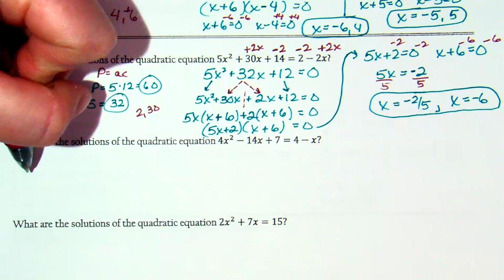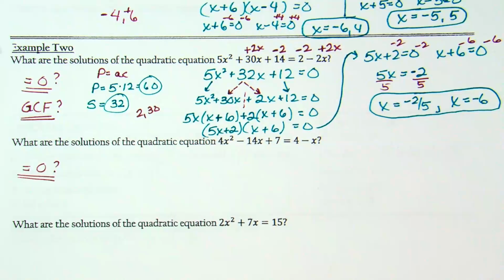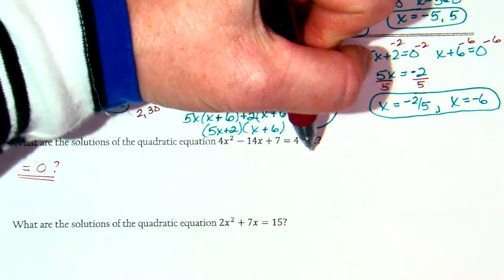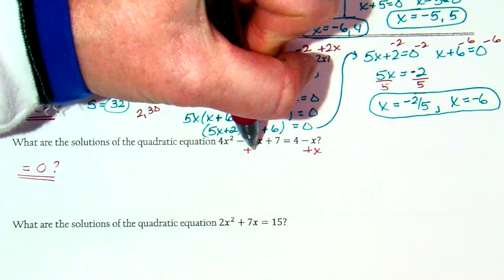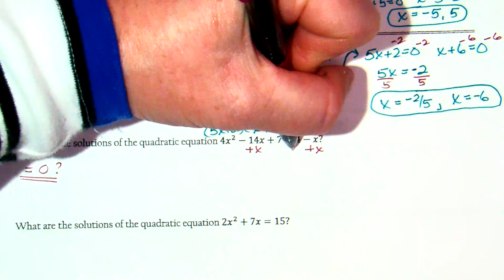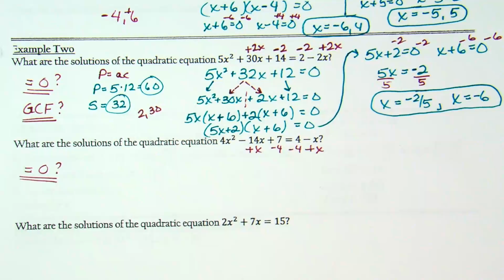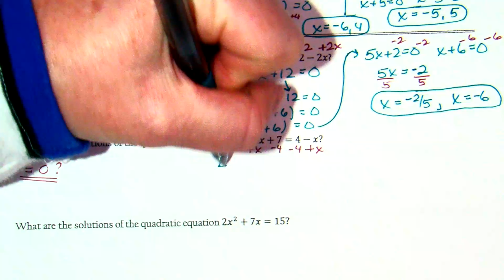So next one. 4x squared minus 14x plus 7 equals 4 minus x. What can you tell me? Add x over. Subtract 4. Because first things first, I need this to equal 0. So to move the minus x, we'll add x. To move the positive 4, subtract 4.